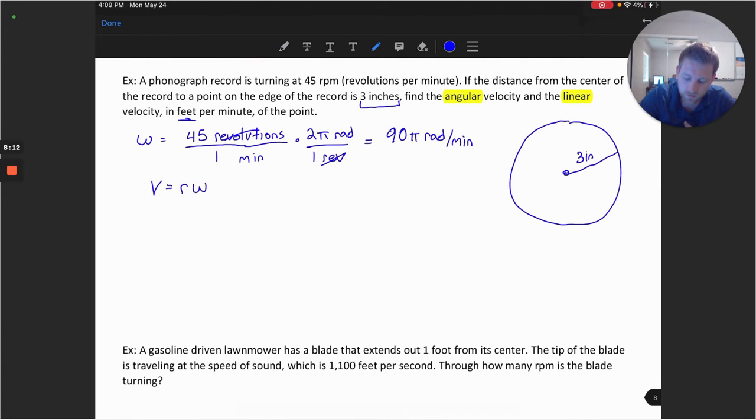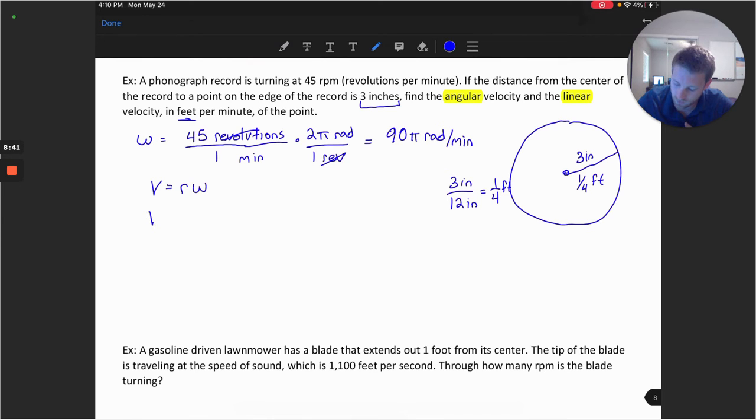3 inches is the same thing as 1/4 of a foot. Remember that 3 inches out of a full foot is 12 inches, and so that would be just 1/4 for feet. So it's 1/4 of a foot. So I could just put 1/4 in for my radius.